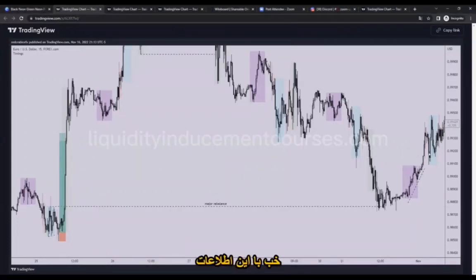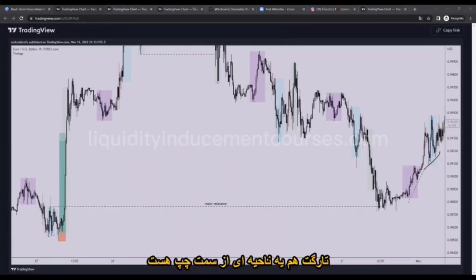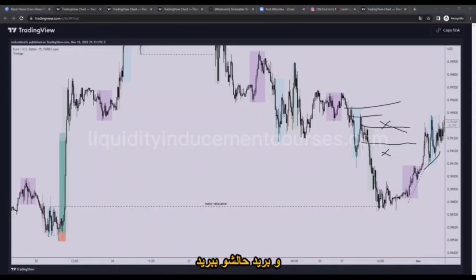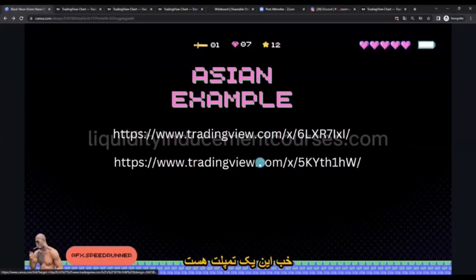From this information, you can pretty much expect a bullish day, bullish London, bullish Frankfurt, and target something from the left. So this can be a range, this can be our first target, this can be a liquidity, second target, and then a reversal. But you know that this will serve as fuel for later. So this is one template.